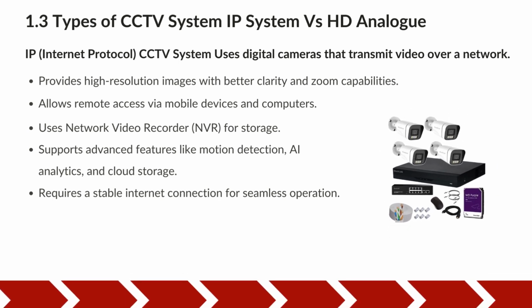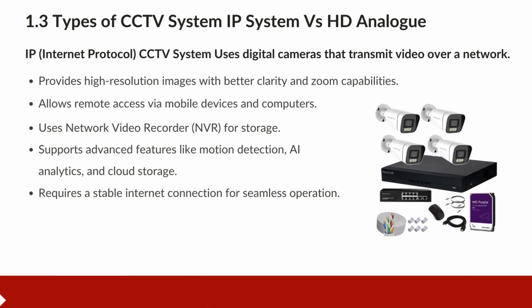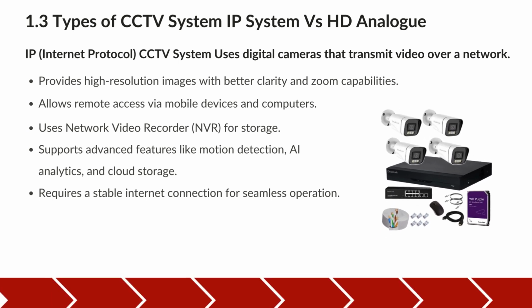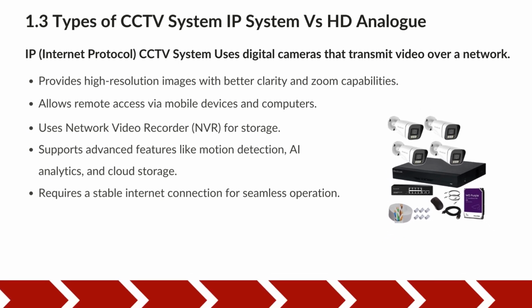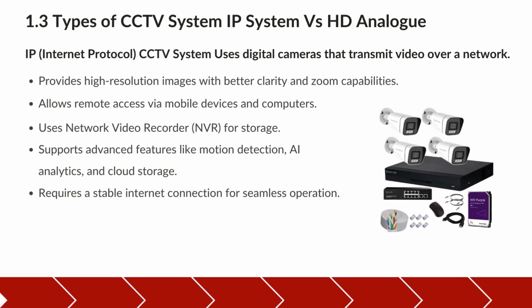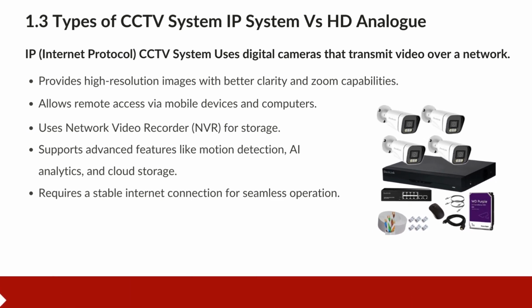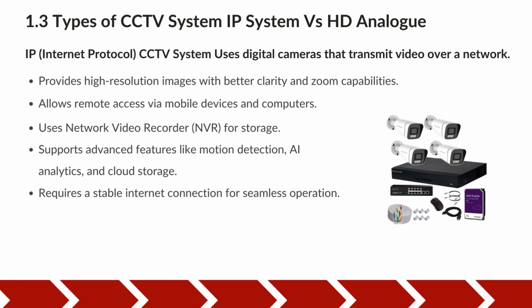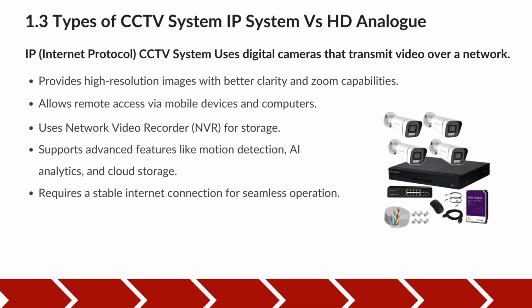Okay, so we're talking about types of CCTV cameras here. We have the IP camera, or IP CCTV network camera, and we have the HD analog. So you have to understand the difference. I'll just run you through the basic difference now.